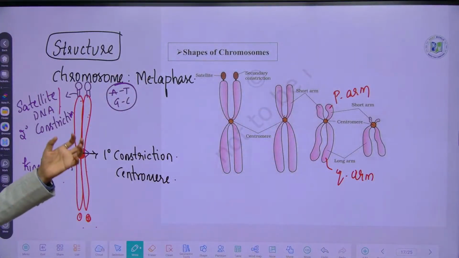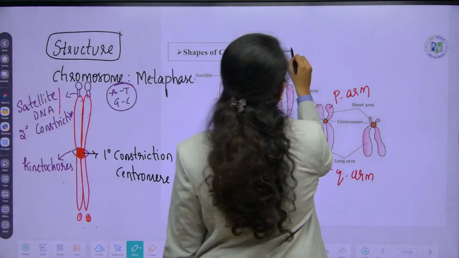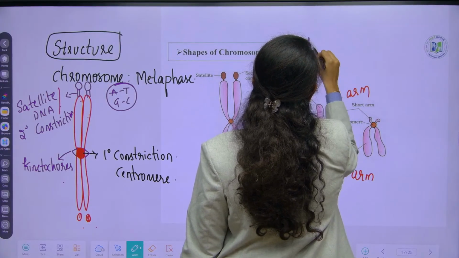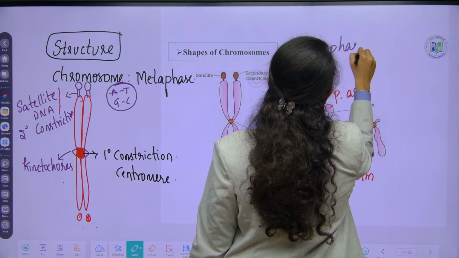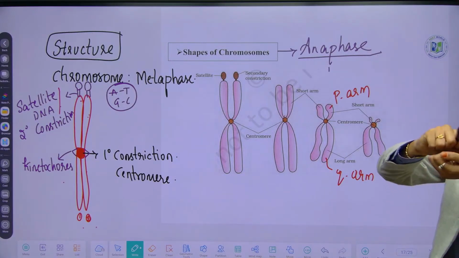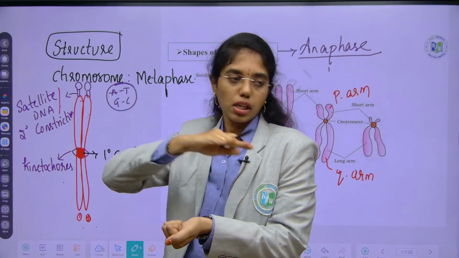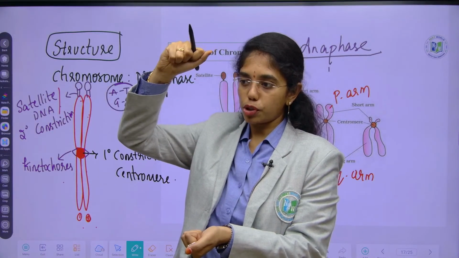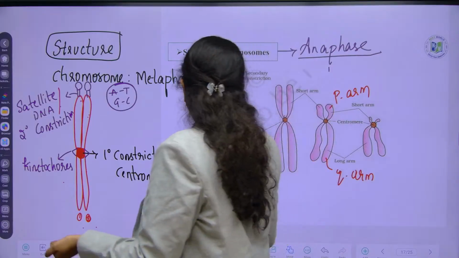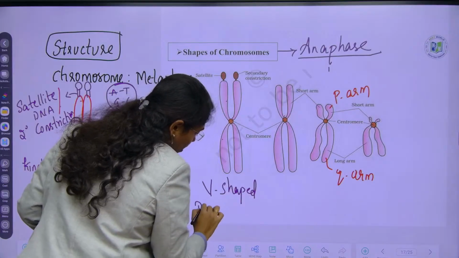Shapes of the chromosomes are clearly visible in which phase? Anaphase. Good. Anaphase, right. After centromere splitting, chromatids will be moving to the opposite poles. Do you remember that in anaphase? Centromere splitting and chromatids move to the opposite poles. If two arms of the chromatids are equal, you will call it V-shaped chromosomes or metacentric chromosomes.